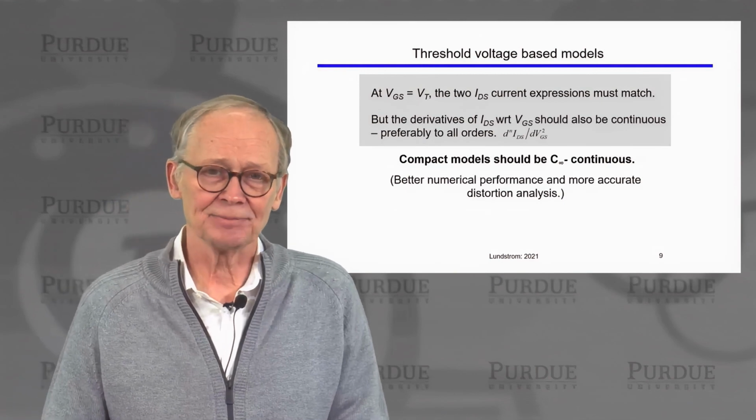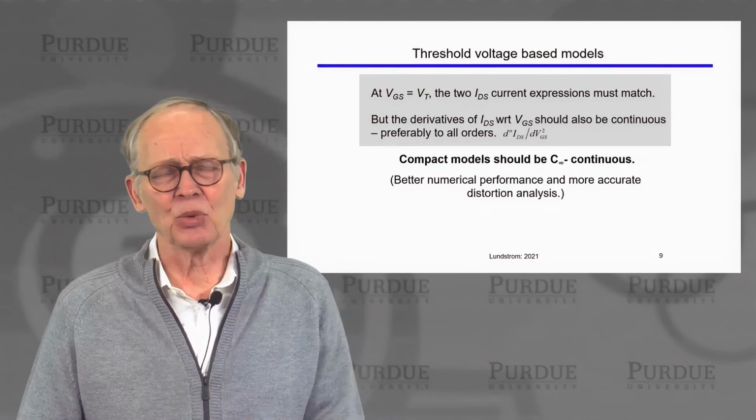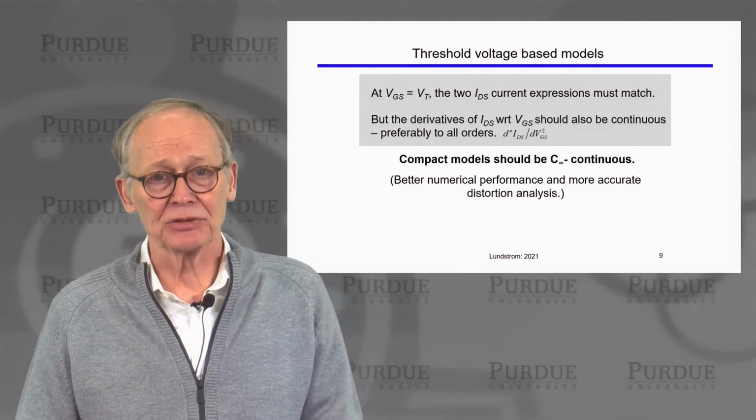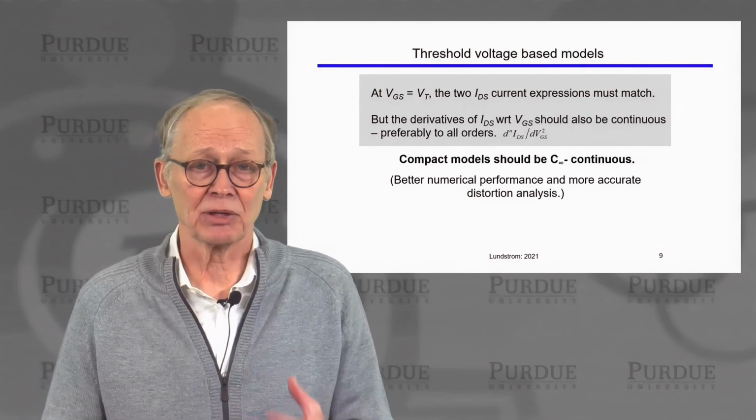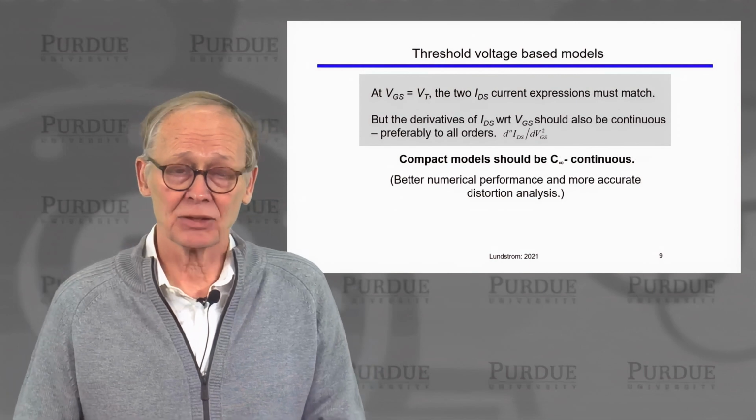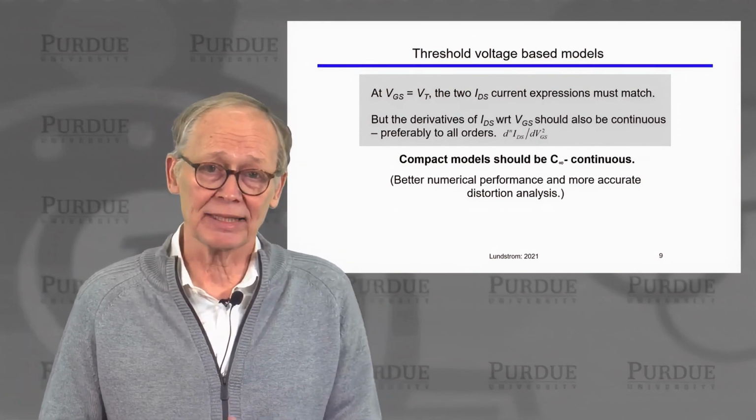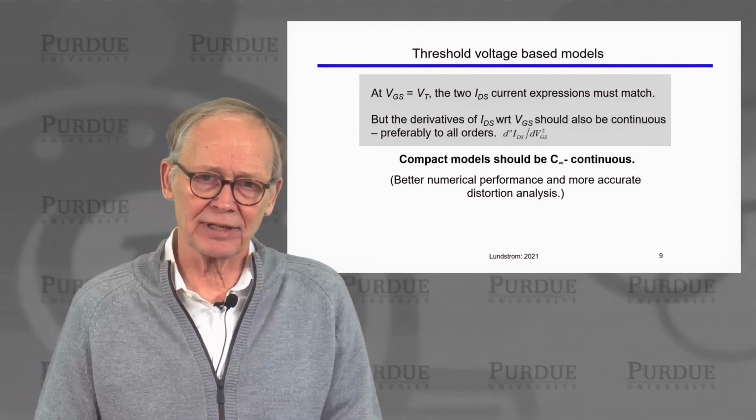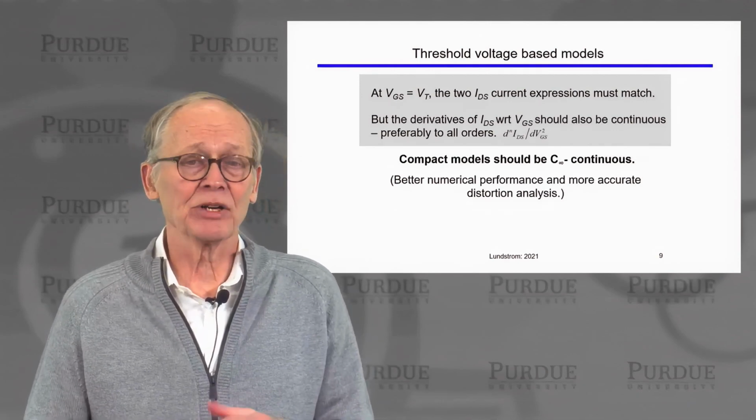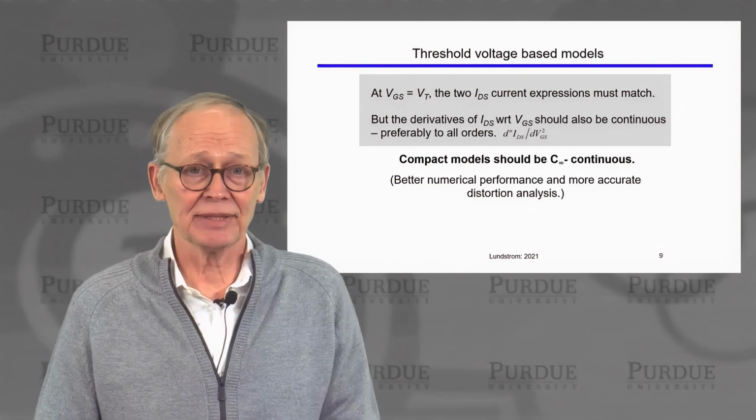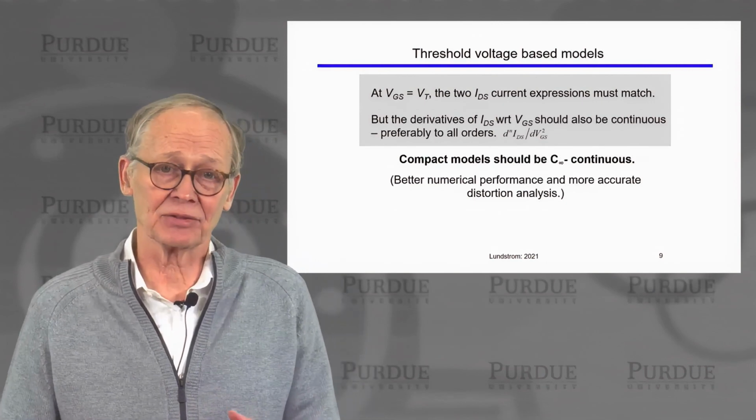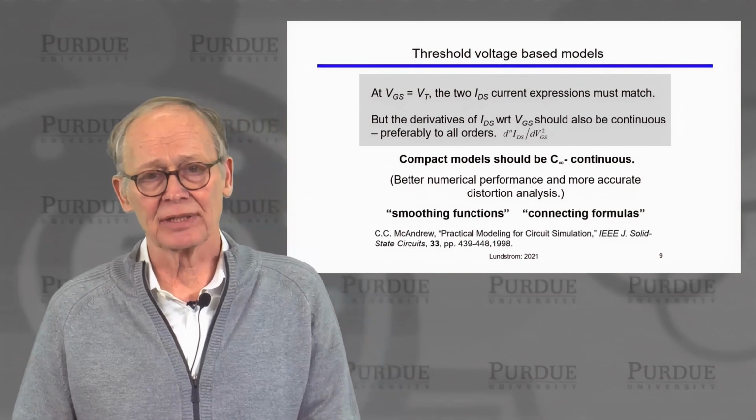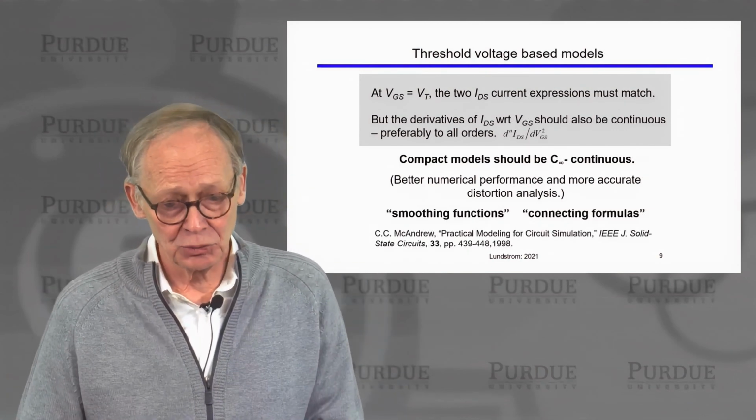Now, why do we need that? Well, as we discussed in Unit 1, the Newton-Raphson solution procedure used inside the circuit simulator requires us to take derivatives. So the derivatives need to be well behaved to get good numerical performance. But also, if we do RF circuit design, we worry about distortion. Discontinuities in derivatives will introduce non-physical distortions. So we need to be careful to make sure that these models are smooth.